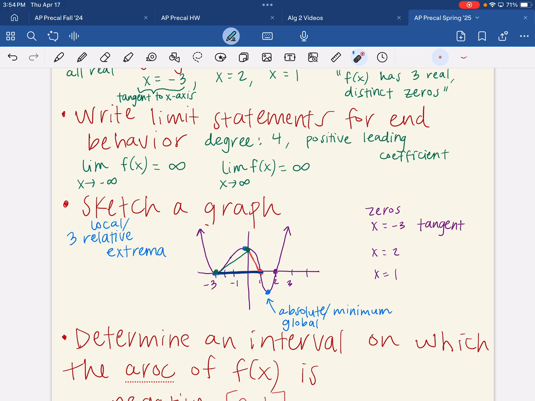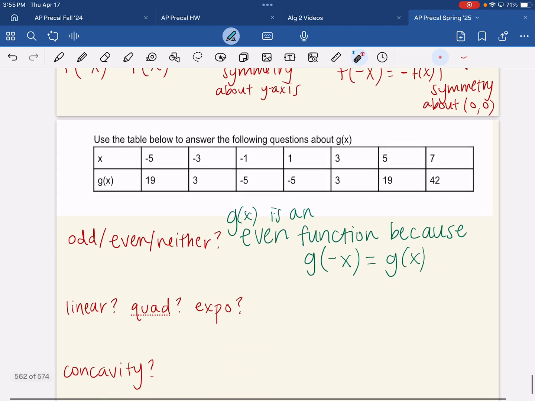Can I have an eraser? An eraser, yes. Okay. Yes.